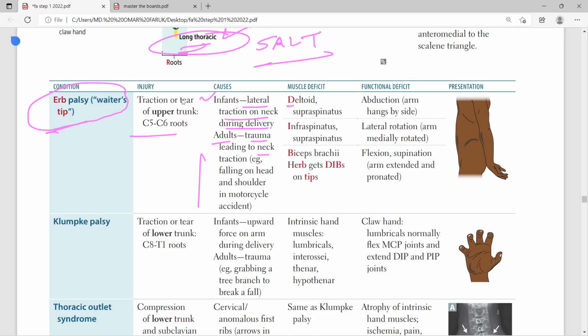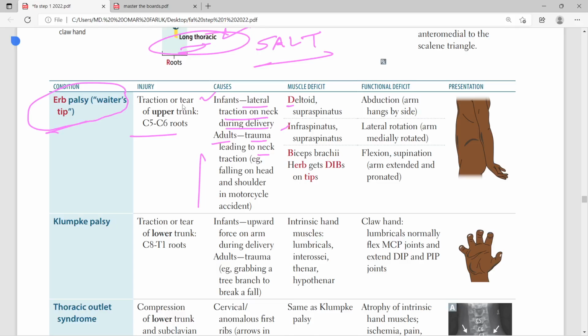In the loss of infraspinatus, the function of the infraspinatus is lateral rotation or external rotation. So if there is loss of this infraspinatus muscle, lateral rotation cannot be done, so arm is medially rotated.